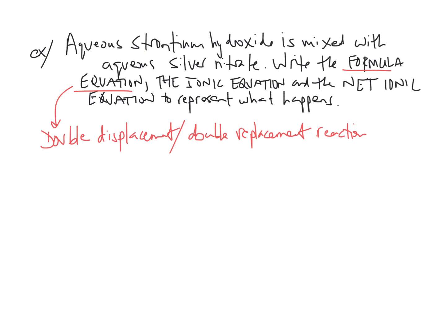The formula for strontium hydroxide. Strontium is a 2+, so it's going to look like this. It's going to be Sr. The hydroxide is a -1, so you need 2 of them. Okay, and it's aqueous. And then we're going to add to that silver nitrate. Silver is a +1, and nitrate is a -1, so they're going to go together like that.